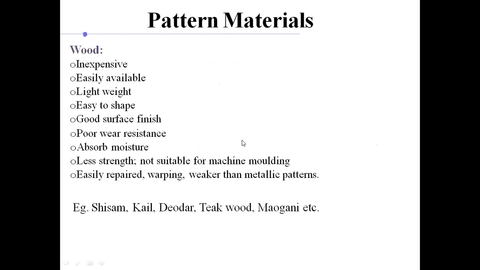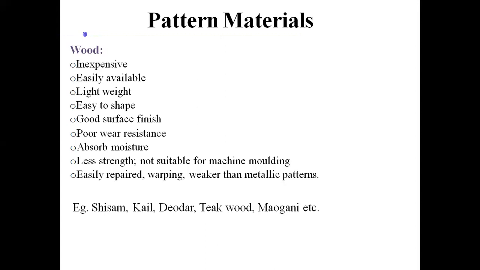Well, now what are the materials for pattern that we use? And why should we go for so and so, right? For example, wood. Wood is also used as a pattern material. Reasons: it is inexpensive, isn't it? We know wood is inexpensive, it is easily available, depends on the geographical location also. It is lightweight, no doubt, as compared to metals. Easy to handle. Easy to shape also, carpentry, etc. Good surface finish, right? We can achieve good surface finish with the help of those wood papers, etc., that they use to achieve a fine finish on the wooden surface.